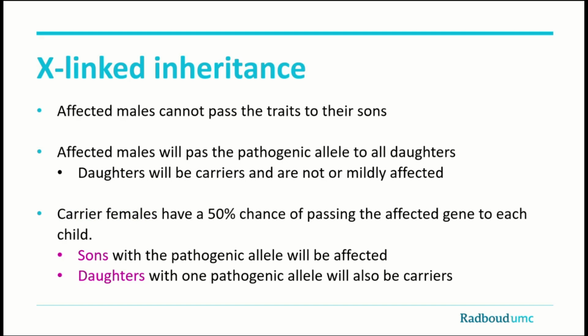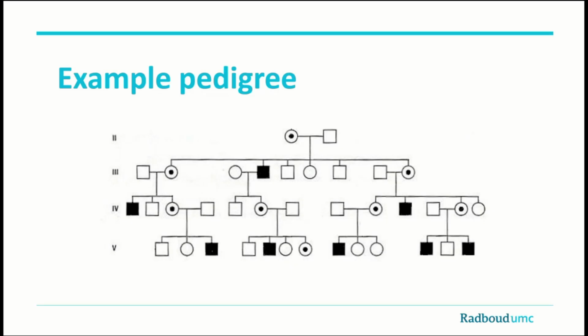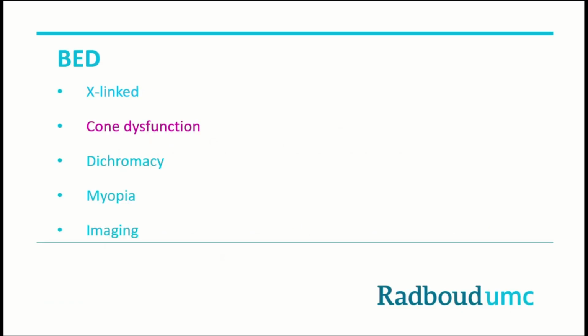That means that sons with the pathogenic allele will be affected, and daughters with one pathogenic allele will be carriers. So the main thing that will guide you to X-linked inheritance is when there is no male-to-male transmission of the disease, and that's shown in this example of a pedigree. Now, how about cone dysfunction?